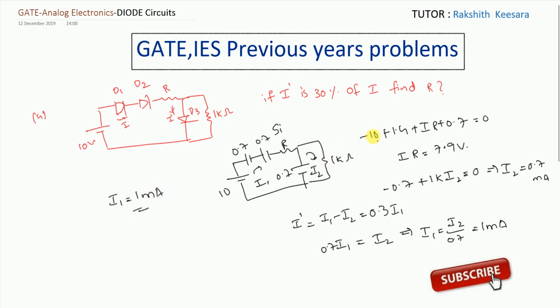Substitute this I1 here. This is nothing but I1. So I1 into R equal to 7.9. R equal to 7.9 by 1 milli, that is 7.9 kilo ohm. This is the solution. Is this okay, guys?